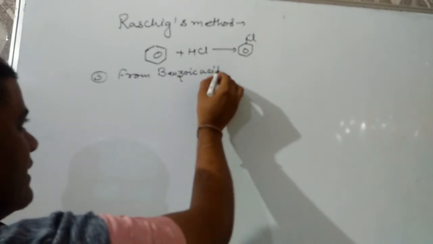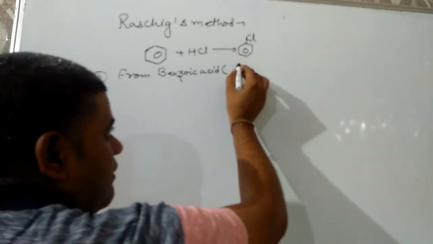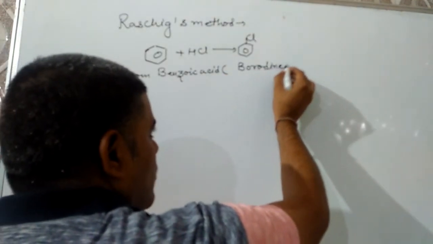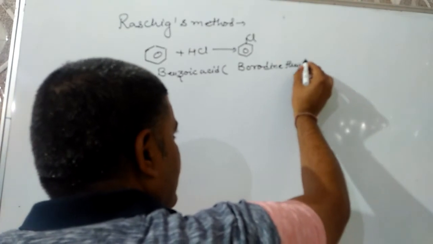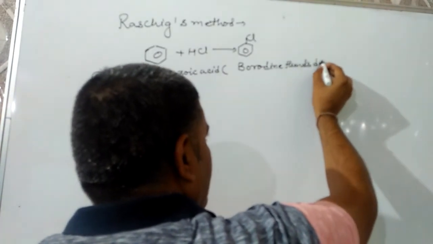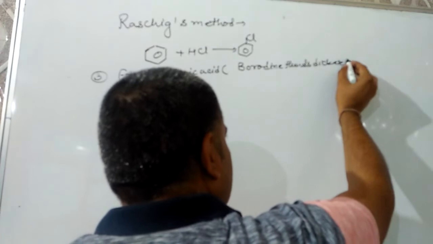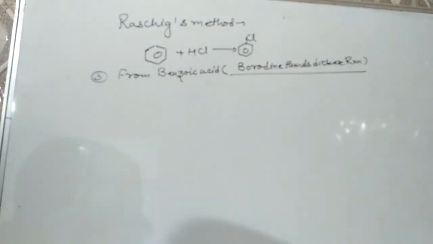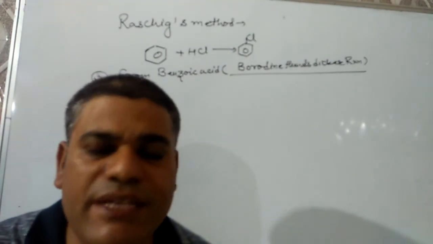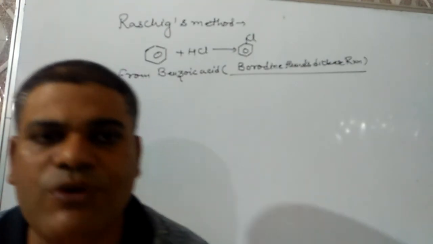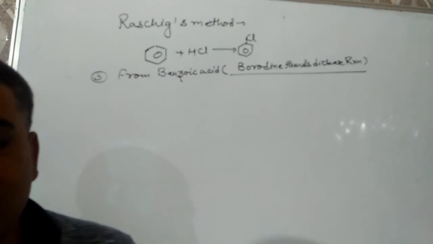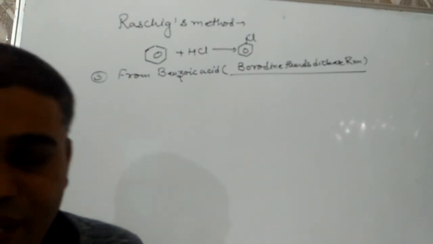And for this method, I already discussed it, and that method is known as the Borodin-Hunsdiecker reaction. During preparation of alkanes, I mentioned that when the silver salt of a carboxylic acid reacts with bromine in presence of CCl4, we get an alkyl bromide with one carbon less.